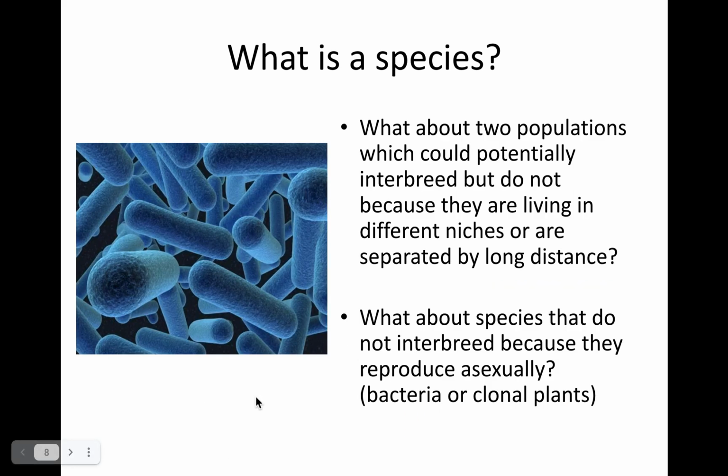Two things to think about. What about two populations of a species which could potentially interbreed but do not because they are living in different niches or separated by long distances? They are now two different species because they don't interbreed and they've become so genetically different, or their allele frequencies are very different. But are they the same species still? Or what about species that do not interbreed because they reproduce asexually, like I talked about earlier, like bacteria or clonal plants?